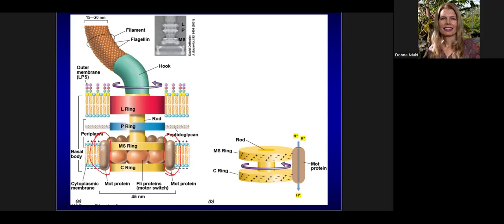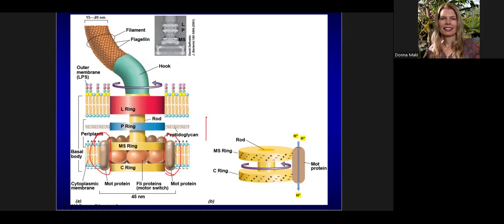In the back there, so they just go all the way around. And then you can see that there are these different rings and they named them, you know, C ring, MS ring. You don't need to know that. Just know there's rings. Can you tell what kind of cell type they're drawing here? Gram negative, okay, because you can see that there's a really thin peptidoglycan in this periplasm area.